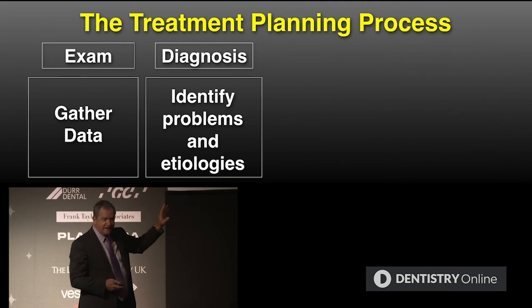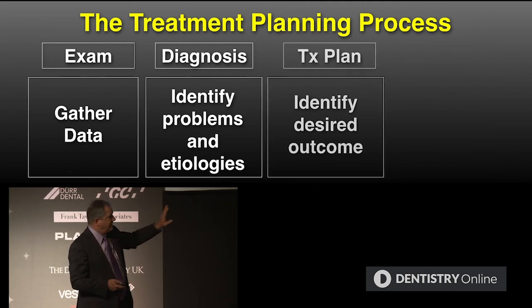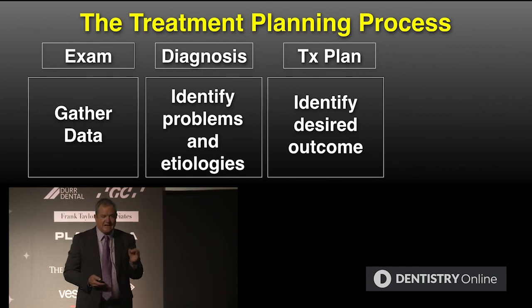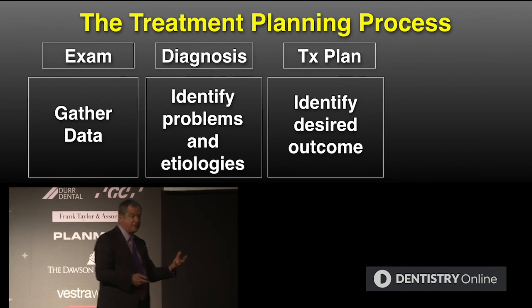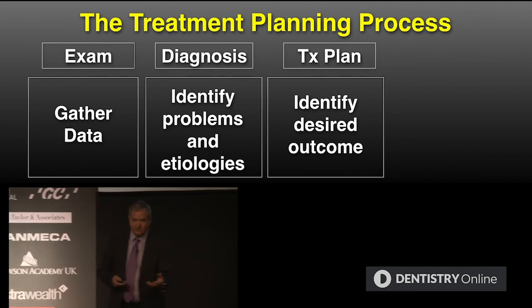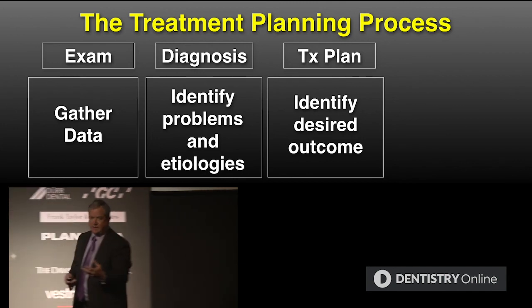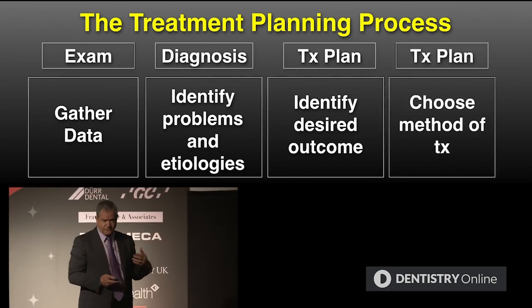Instead, you have to add a new step in there. You have to identify the desired outcome for the patient. Tooth position, tissue levels, papilla levels, occlusion. Once you've identified those things, because those are what's wrong, that's why you did the study models and that's why you're confused, once you do those steps, now you can identify how you'll treat the patient.